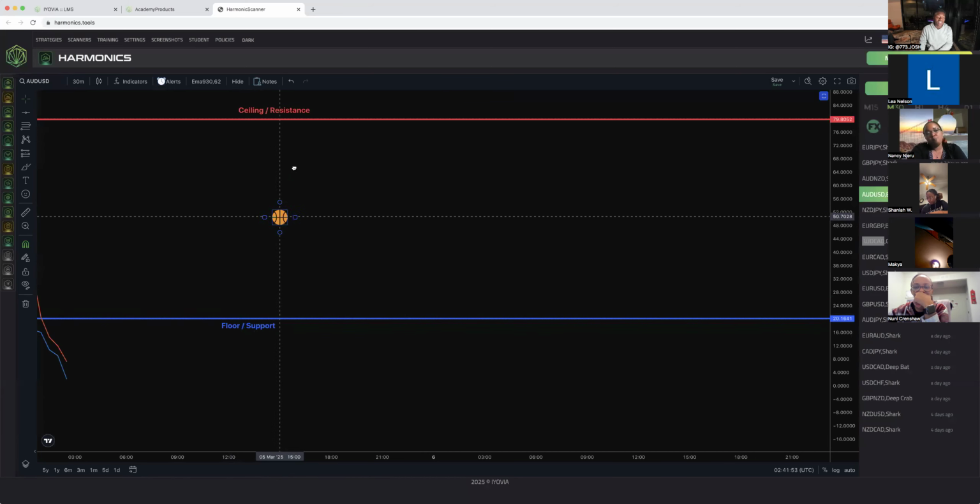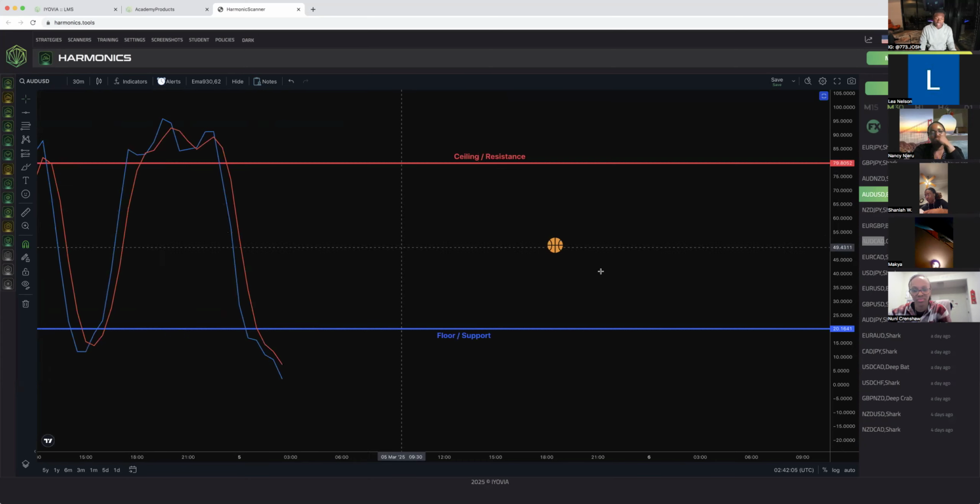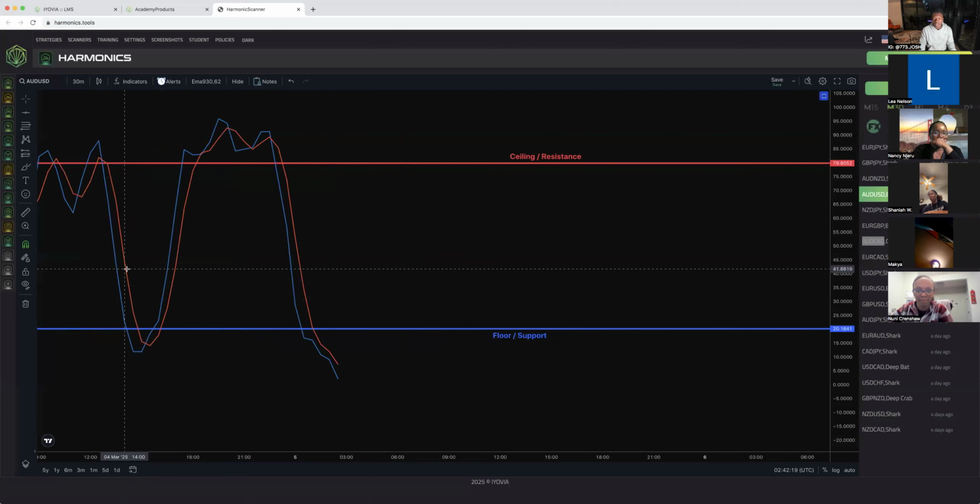Okay? Let's say I took this basketball and I threw it at the ceiling. What's going to happen? It's going to bounce down. Right? So I want you to look at these lines just like a basketball. You threw it at the ceiling, it's going to bounce down. Throw it at the floor, it's going to bounce up. It's simple, right?